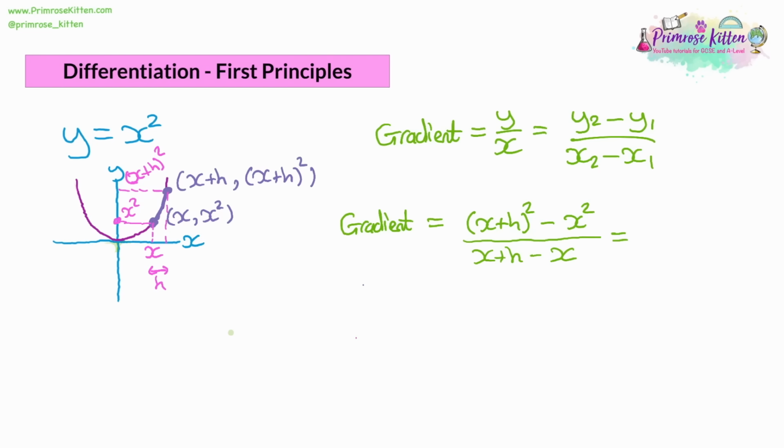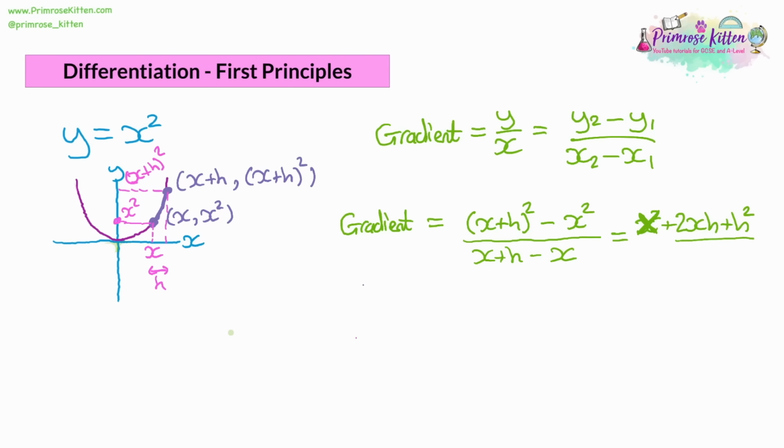And so what we're going to do now is expand the brackets and clean this up. So you should know how to expand a quadratic. X times x is x squared. X times h is going to give us xh. H times x is also xh, we'll have two of those, and h times h is h squared. And then we're taking away x squared. Well, we've already got an x squared, so that'll cancel out to give us 0.